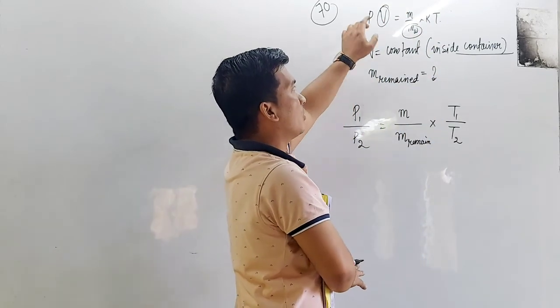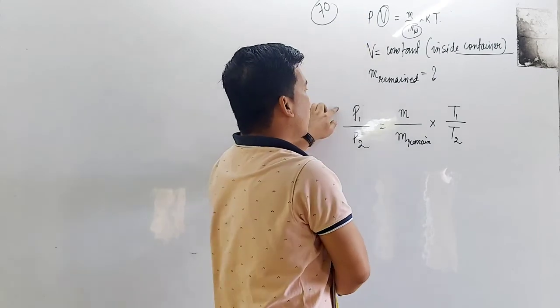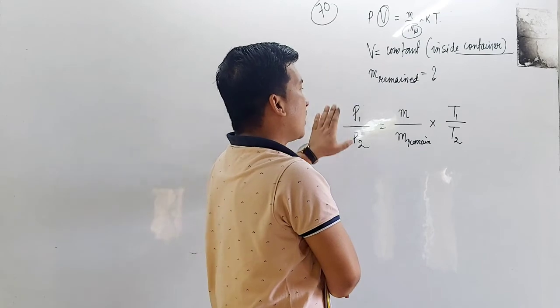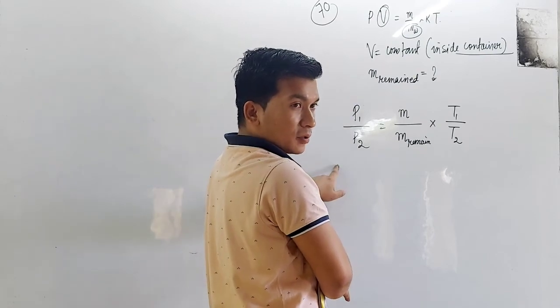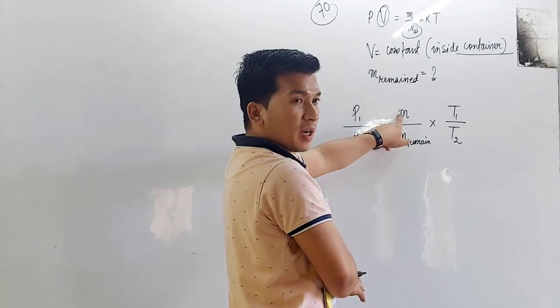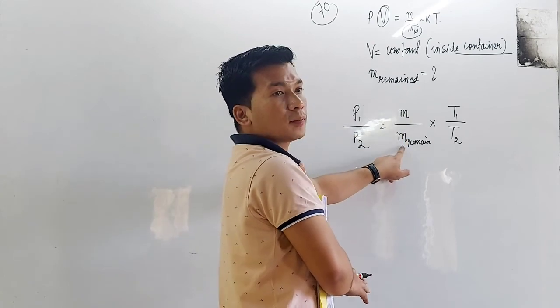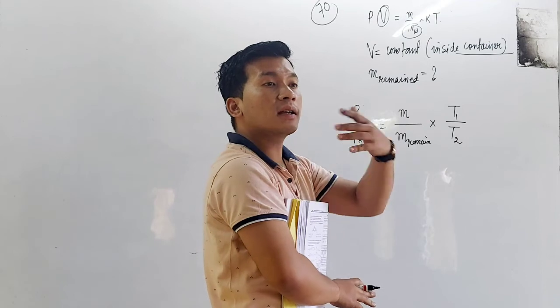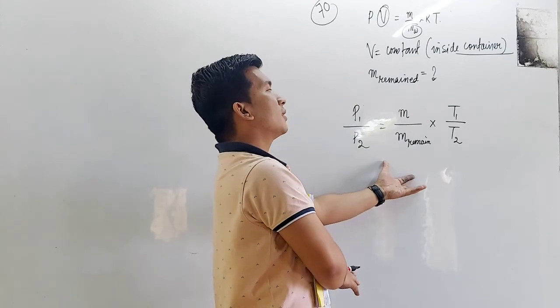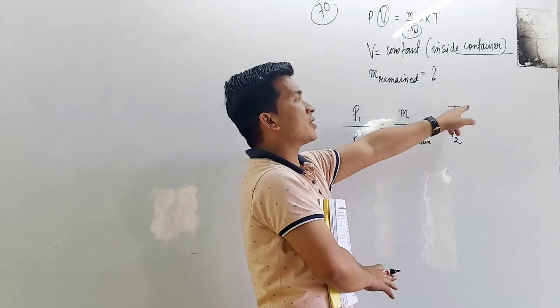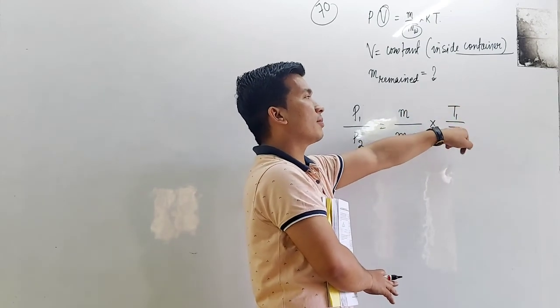In the ratio below, this is the initial pressure before leaking out, and the final pressure after leaking out. This is the initial mass before leaking, and this is the final mass which is left inside the container after leaking. This is the temperature before leakage, and this is the temperature after leakage.